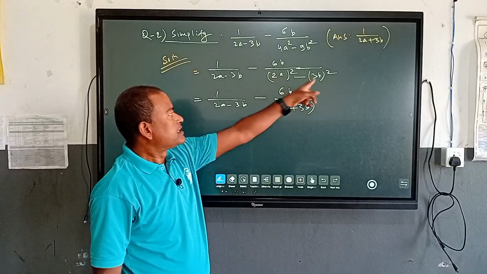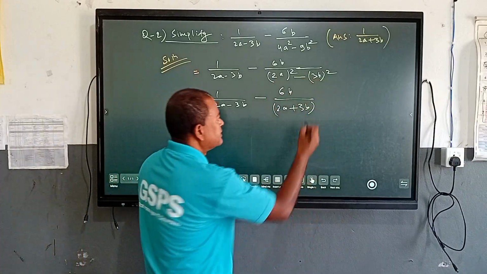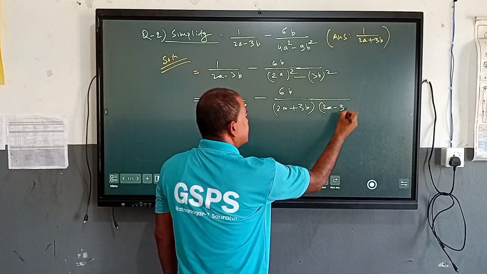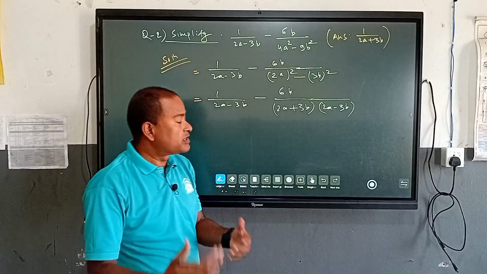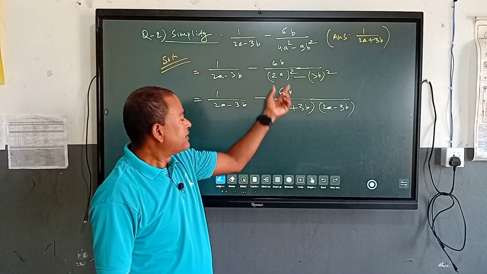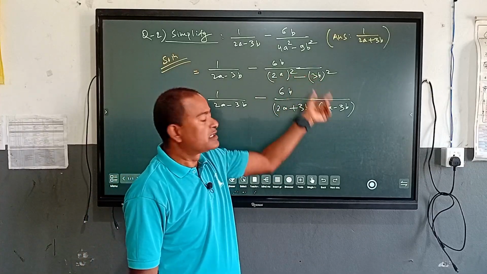we can write 2a plus 3b times 2a minus 3b. So dear students, after using the formula of a square minus b square, we have got 2a plus 3b and 2a minus 3b.